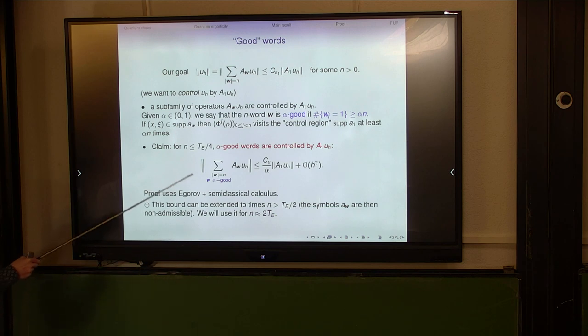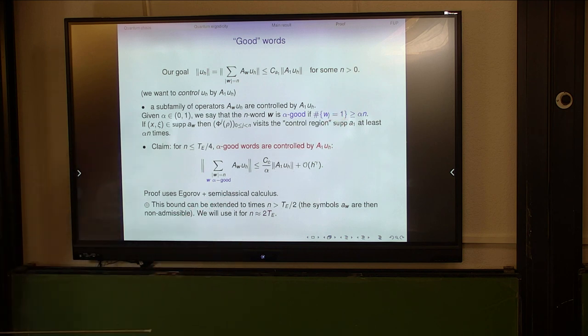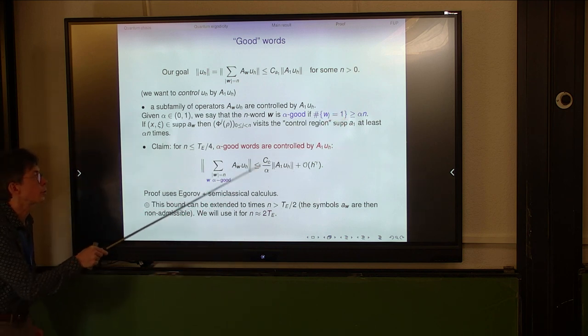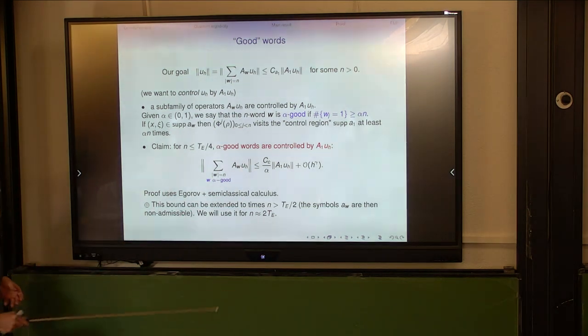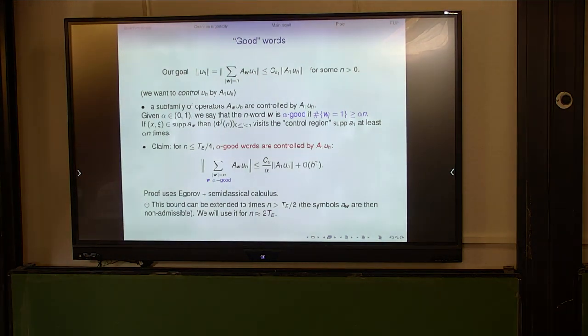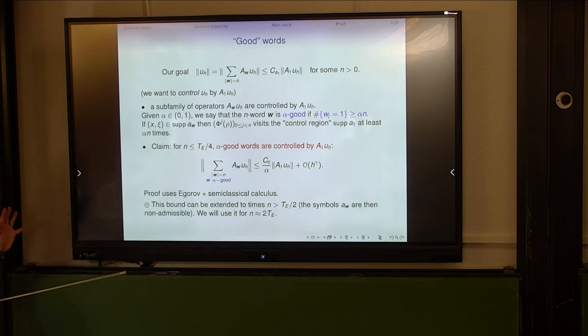So these alpha-good words are controlled. There's a loss in the sense that if you take alpha small, that is, if you don't ask too much, if alpha is 1/100, for instance, then you lose in a constant here, but this is still a constant which is independent of frequency, independent of h. So this is what you want. We don't mind so much about alpha being small, because it's independent of h. So these words can be controlled by semi-classical techniques by using these propagation properties, the Egorov property.